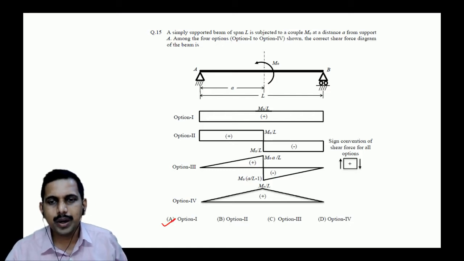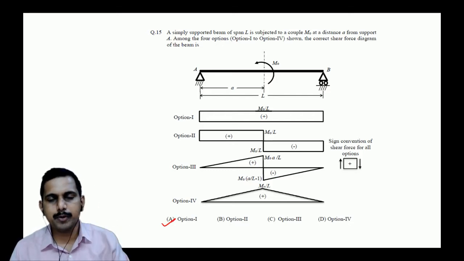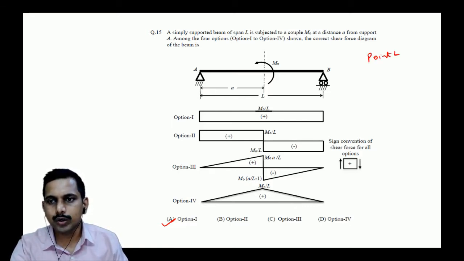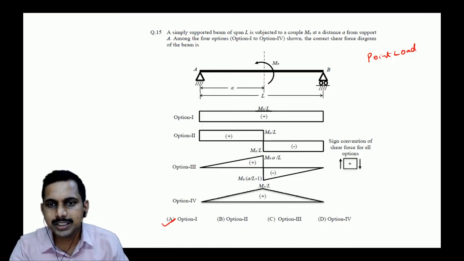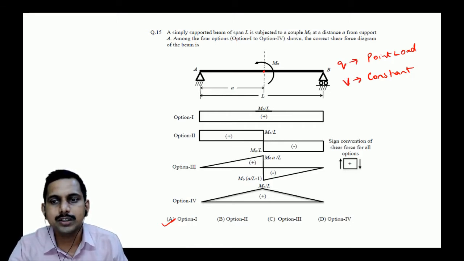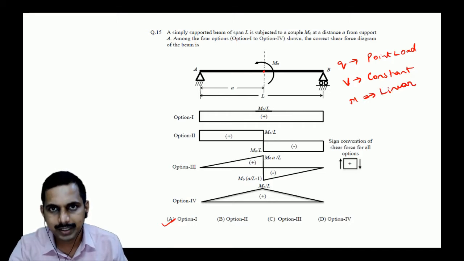Now let us understand how to approach this. The first point I have to say is that if it is a point load, which is the case here, a point load can be a moment load or a force load, right? So it's a point load. If there is a point load, shear force is constant, correct? So the load is a point load, shear force will be constant. What is the bending moment? Bending moment will be linear, one level higher, correct?